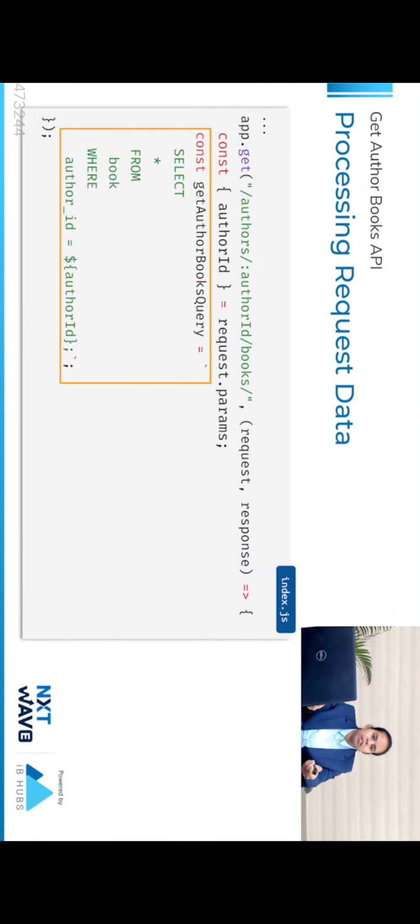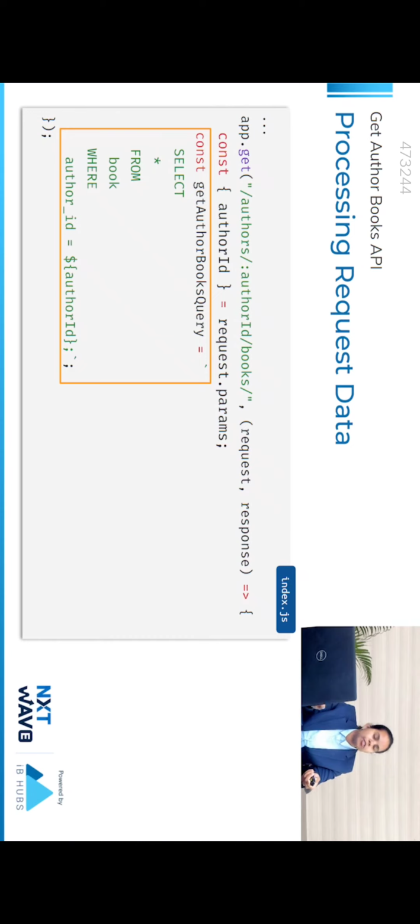Now using this, we have to write the SQL query. We want to get all the books related to an author. So select * from book where author_id equal to, and we'll specify the author ID. Clear? So we'll get the getAuthorBooksQuery. This is done.